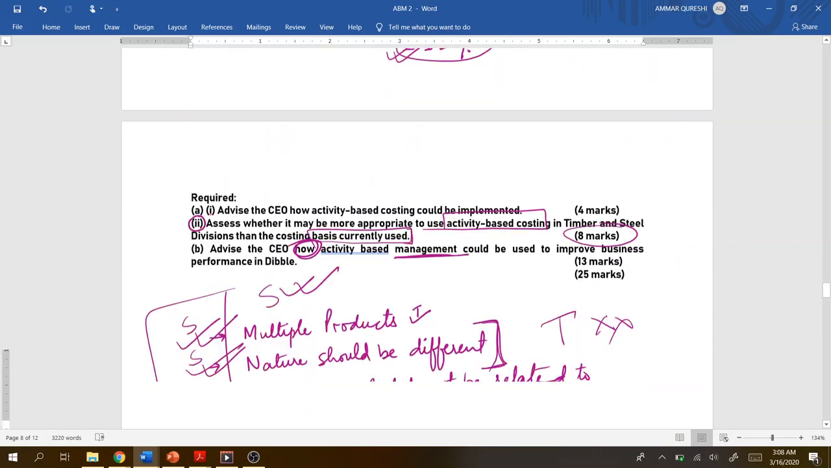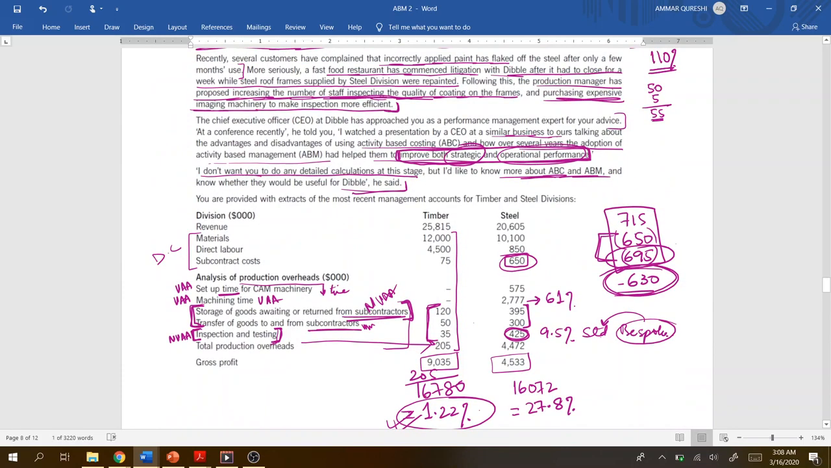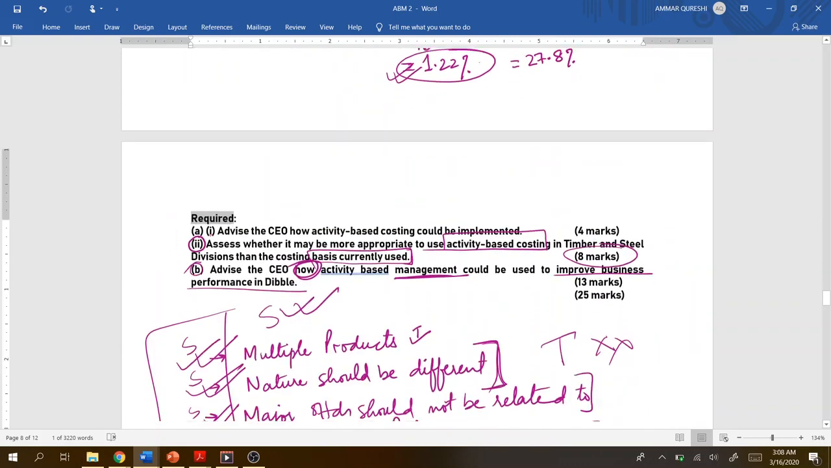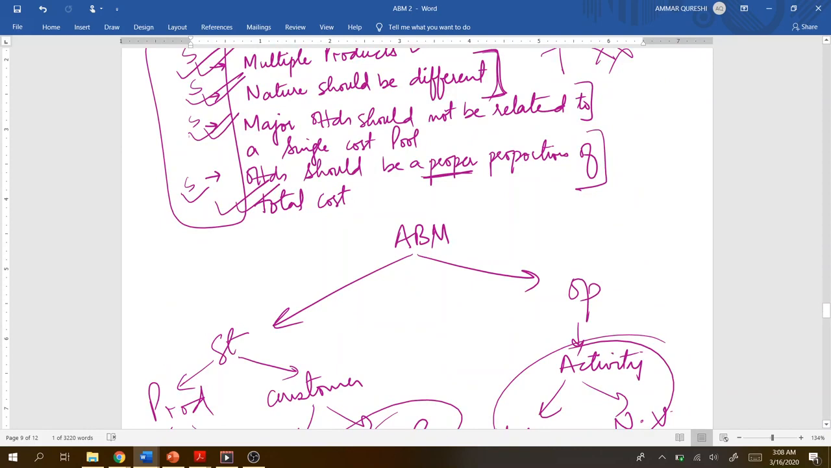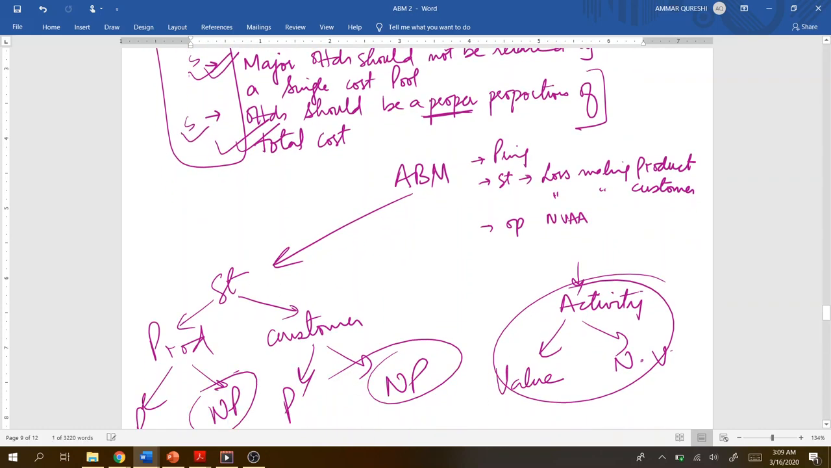One more thing the examiner asked was how ABM can improve the business performance in Dibbel. See, what does performance actually mean? If you want to write here, you may write performance measurement. We considered the pricing part of the product. We considered ABM at a strategic level, where we identified a product which is a loss-making product, and in the same way we can identify loss-making customers if the data is available. At the operational level, we try to identify activities which are non-value-added, and we need to minimize, reduce or eliminate those activities.